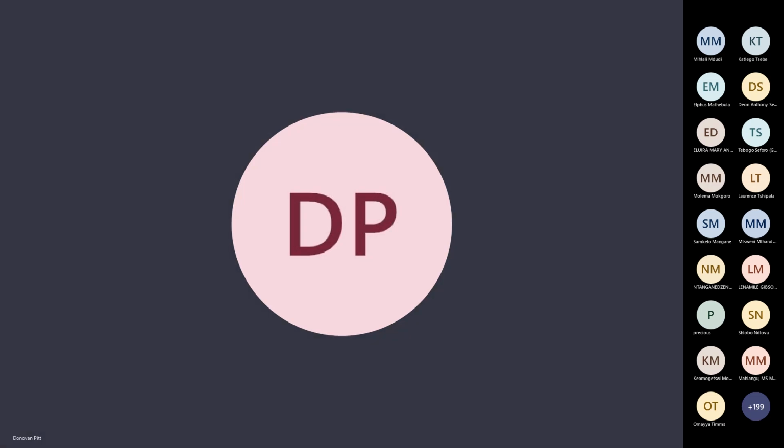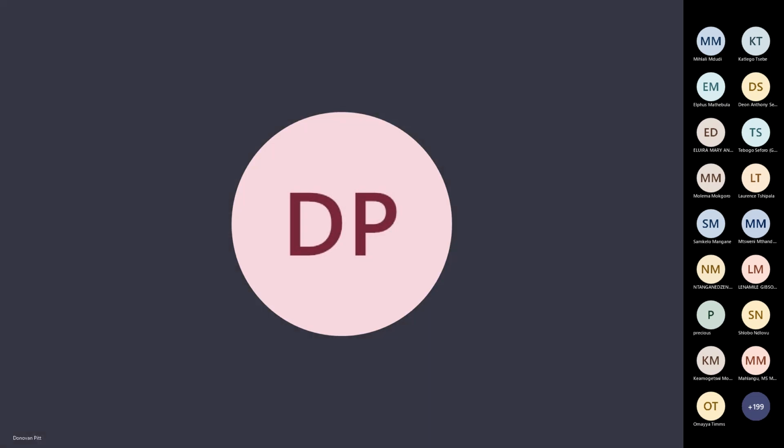But there is case law that says it's not sufficient for the plaintiff to make that allegation. The plaintiff must also state how they have complied with the requirements of Section 129 of the National Credit Act.